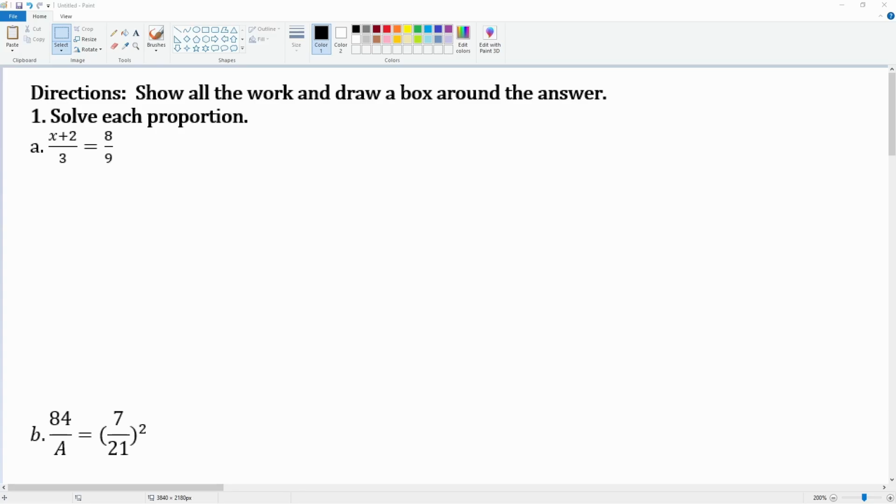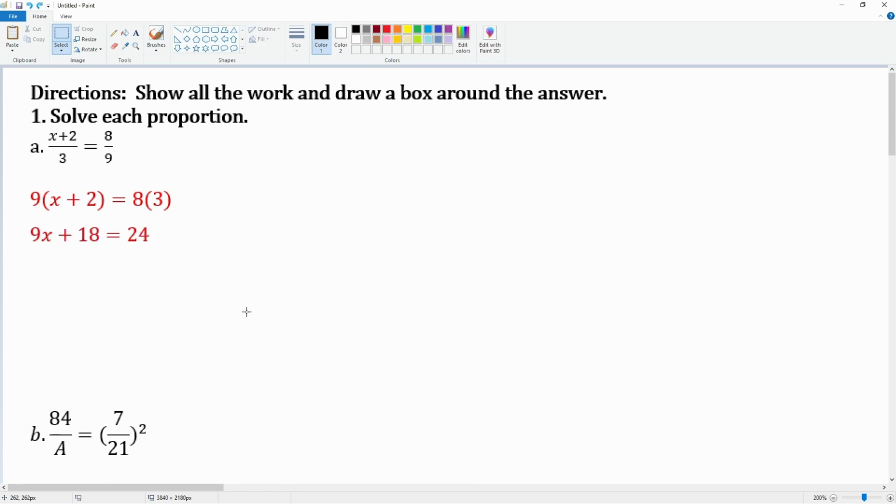All right, number one, you're going to solve each proportion. You have question A, which is (x + 2)/3 = 8/9. Here, all you have to do is cross multiply. So you are going to have 9 times (x + 2) and then 8 times 3, right? You're just going to go across.